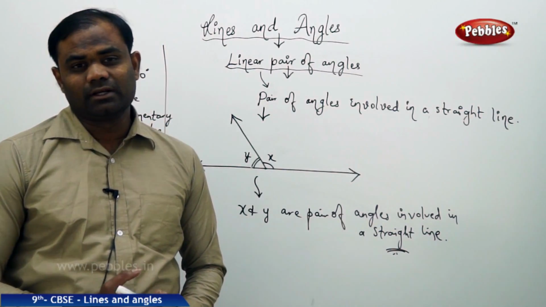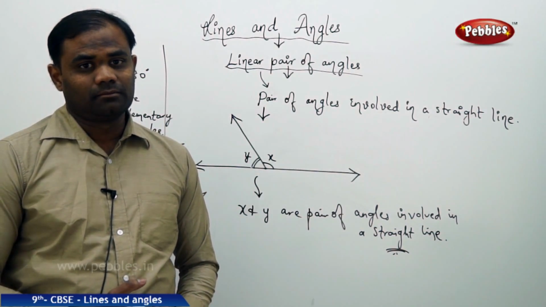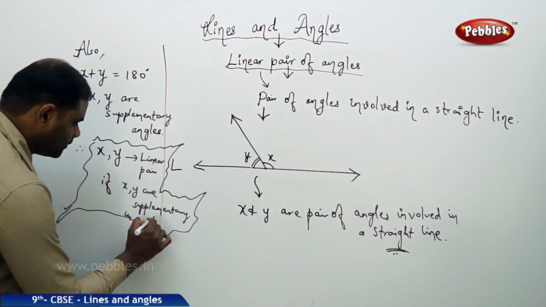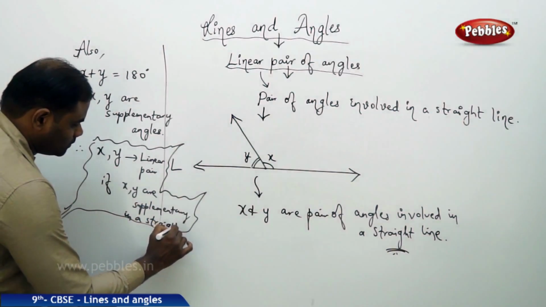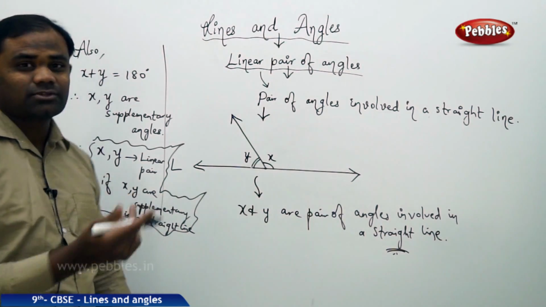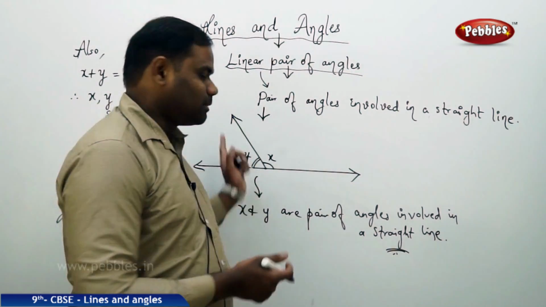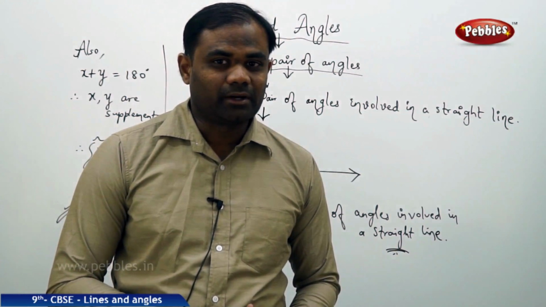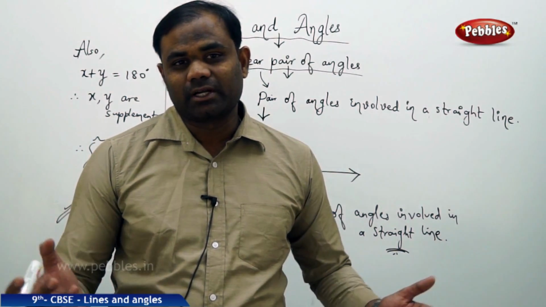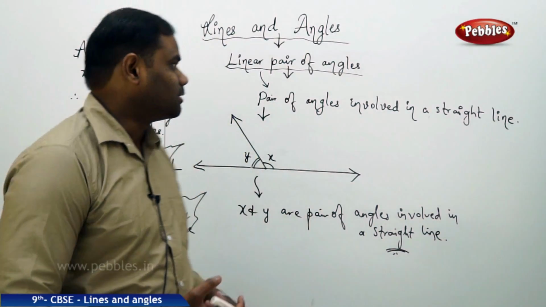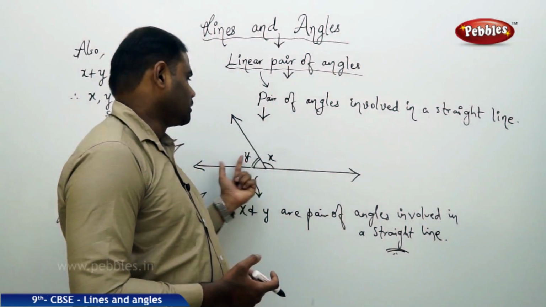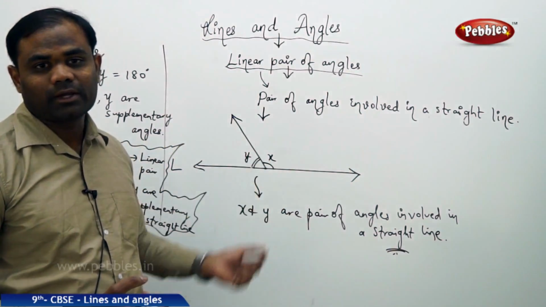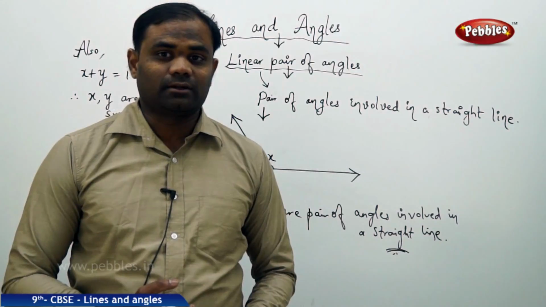This is how we understand the linear pair or supplementary in a straight line. They cannot be supplementary outside the straight line, but on a straight line they must be supplementary, and hence for linear pair they must be on a straight line. X and Y are linear pair of angles when they are involved in a straight line. Angle X and angle Y is how we understand.